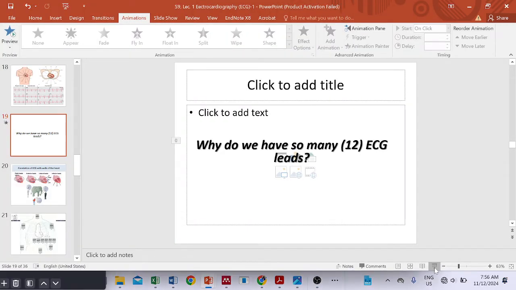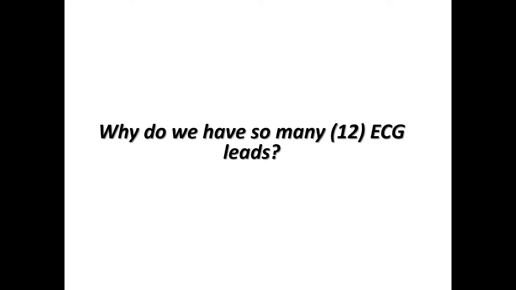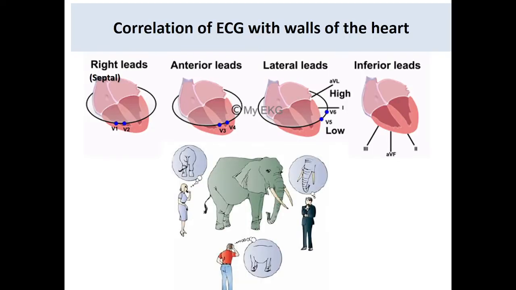Okay, as we said, why do we have so many leads? Why do we have 12 ECG leads? Why is one lead not enough? Here's this picture telling you why. Each lead, or each two leads, or sister leads, or we can say two accompanied leads, tell you about a different surface or different wall of the heart.